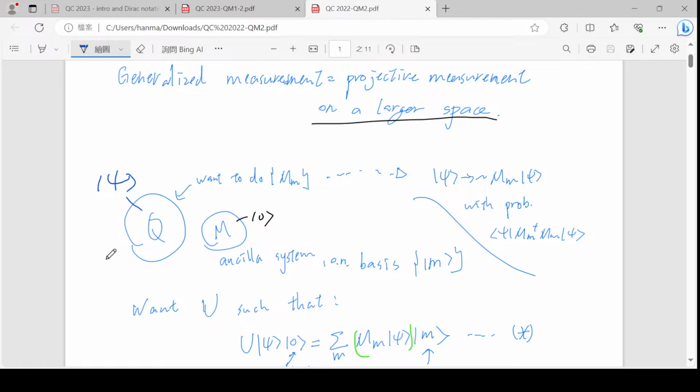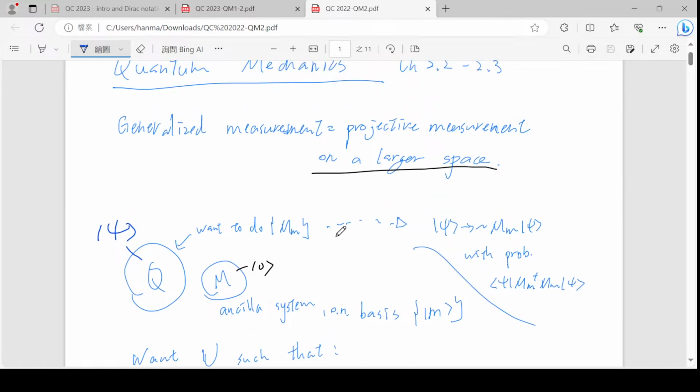So I think your system is initialized in some psi that's to be measured. So this psi is whatever state, and your ancilla system is in some standard state 0. This is a system you prepare to help you do this measurement. And we want to say we just use projective measurement on those two systems together, and that should give you the generalized measurement on Q.